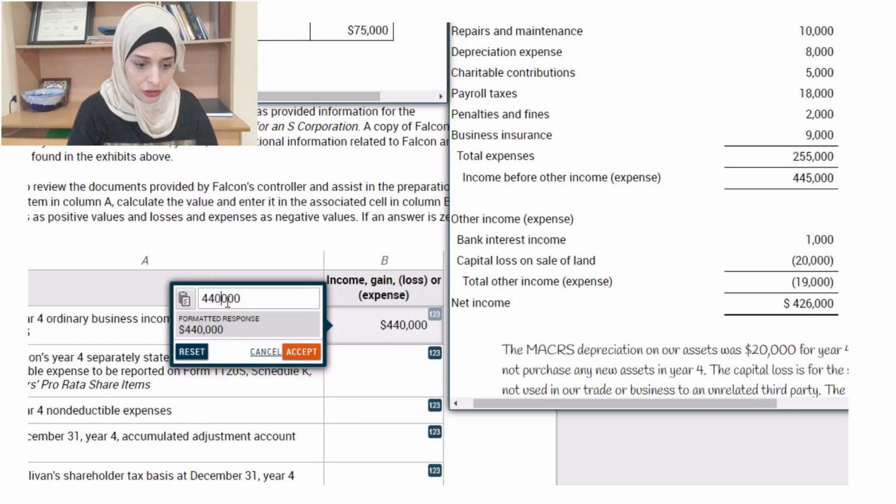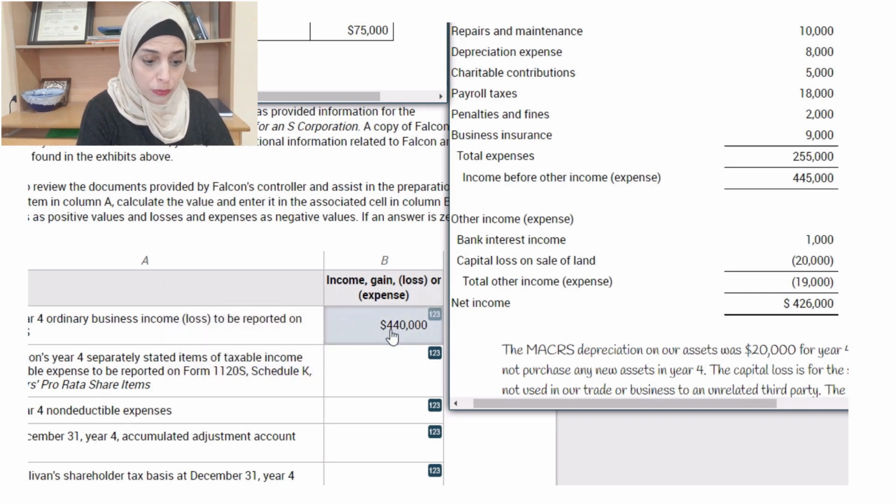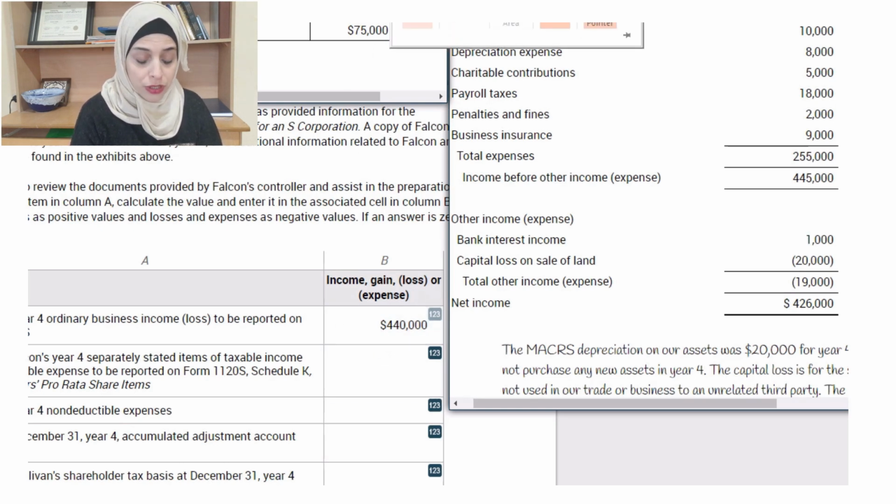What you do is you click here to enter the answer, 440,000, and it will be automatically formatted. So the comma will be put in automatically. And if you put any letter or anything by mistake, it's also going to be formatted. But make sure that you are putting the correct numbers and you are not missing anything, because what you put will be your answer. And if you put anything wrongly, it will not count.